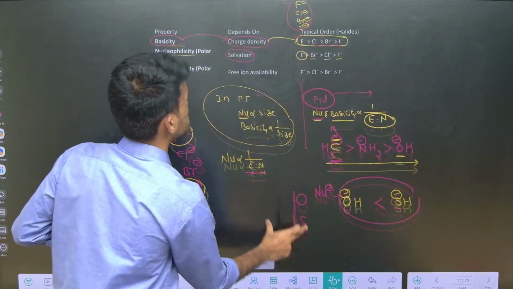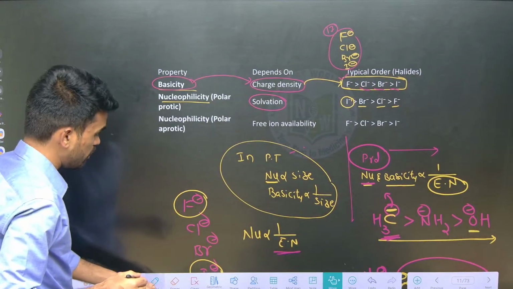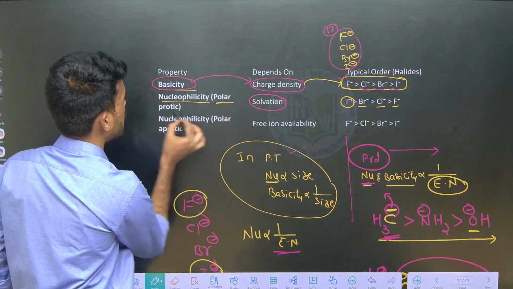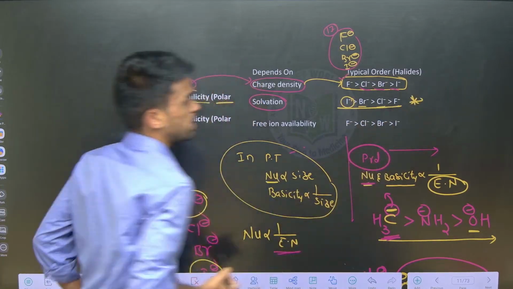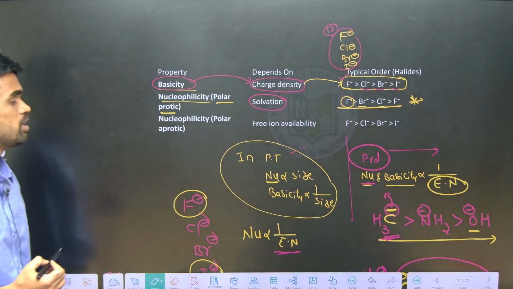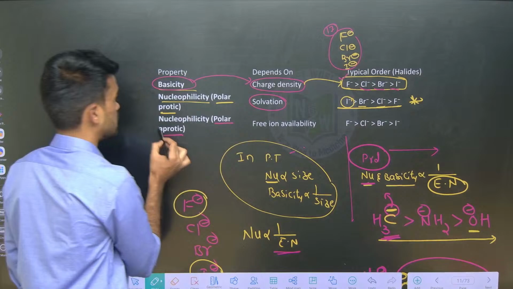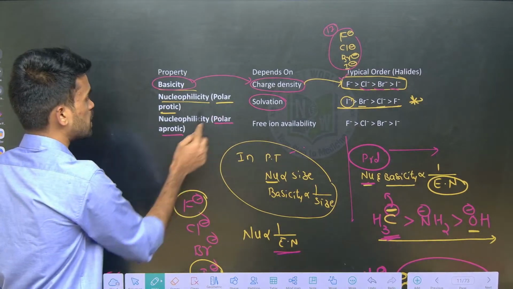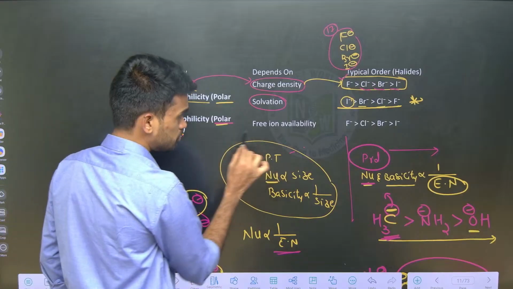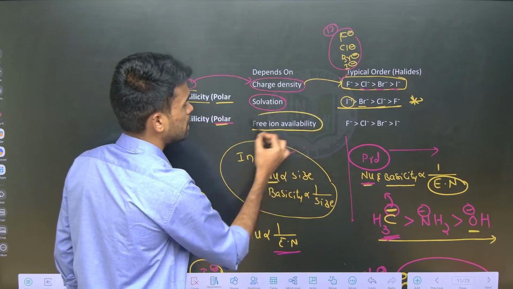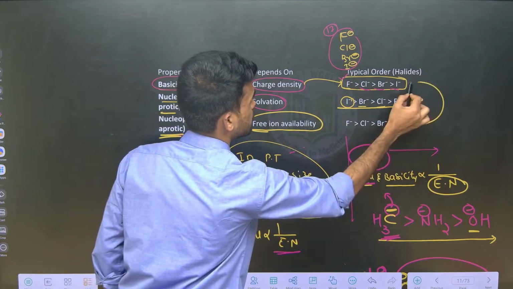Okay, and guys, just try to remember here, nucleophilicity depends on solvent. If it is a polar protic solvent, this will be the scenario: iodide ion, bromide ion, chloride ion, fluoride ion in the order of nucleophilic nature. If it is a polar aprotic solvent, see I am using two words, polar protic and polar aprotic. Polar aprotic means there is free ion availability, so I will explain why. Therefore it will be the same as the basic nature.